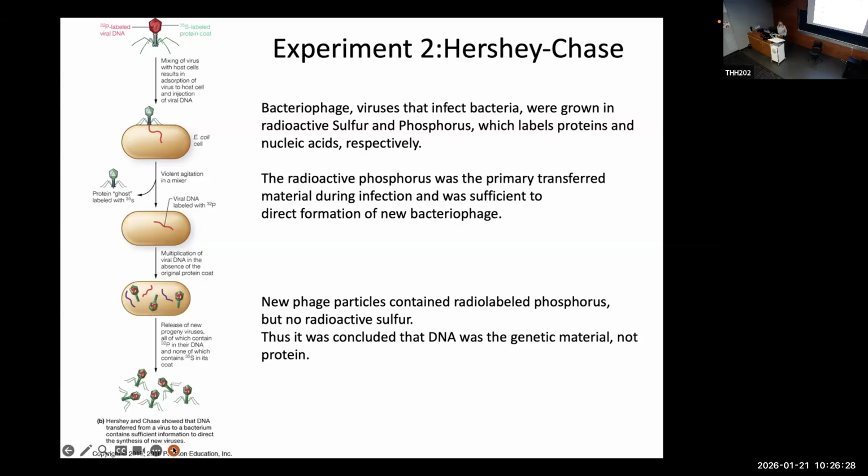So the resultant progeny phage there do not have any S35 because that empty protein coat was removed, but some of the DNA was still labeled via the radioactive nucleotides that were in the DNA that was present in the host cell. So that was the final experiment that indicated that DNA was sufficient and able to produce new phage. The protein was basically just there as a delivery.